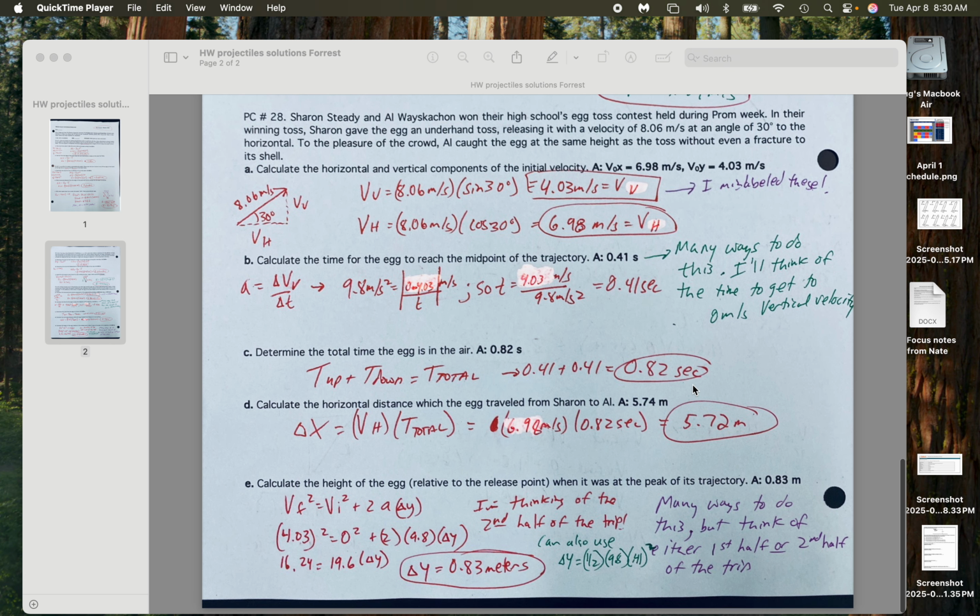The total time in the air would be the time up plus the time down. That's double the time up or the time down. And then the horizontal distance, I take my horizontal velocity, which I figured out up top, and multiply it by the total time. So that gives me 5.72.